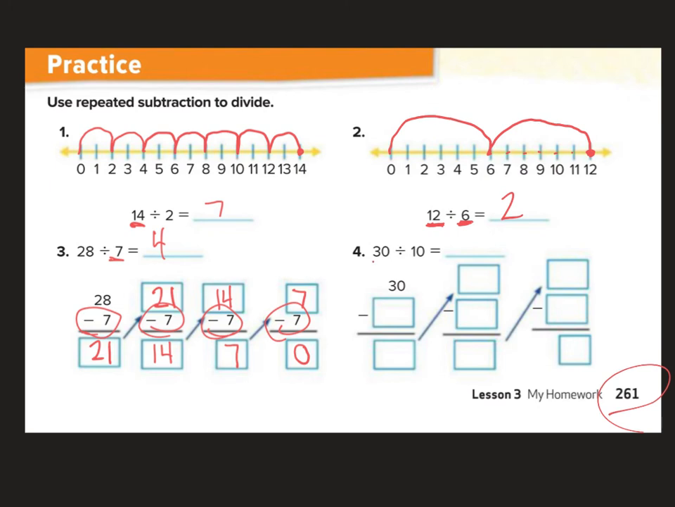Okay, here 30 divided by 10. So I'm going to subtract 10. Is 20. Bring it up. What's going on here? Why is there 2 of them? Oh, 20 minus 10. That's why, because I got to fill it in. Is 10. Bring it up. 10 minus 10 is 0. So how many 10s did I subtract? 1, 2, 3. I subtracted 3 10s. So 30 divided by 10 is 3.